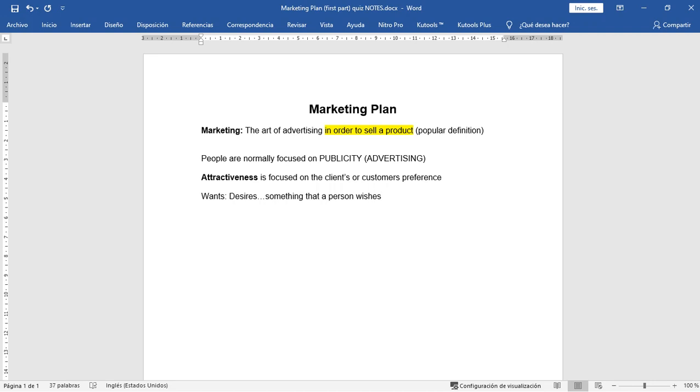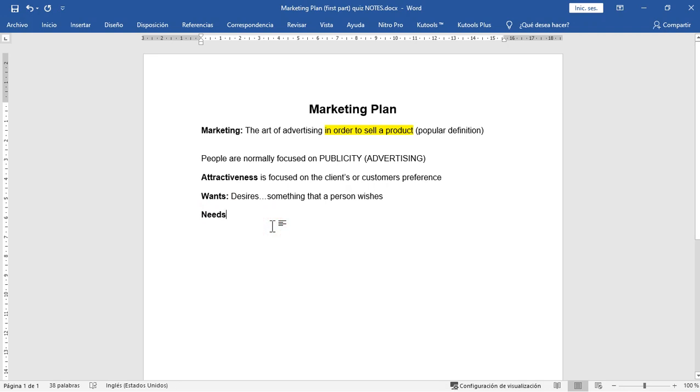Now, the contrast is the following. If we have something that we desire or something that we wish, we also have the things that are essential for us. Those essential things are the needs. So we have two perspectives, wants and needs. So wants are desires, right? And now we have needs.